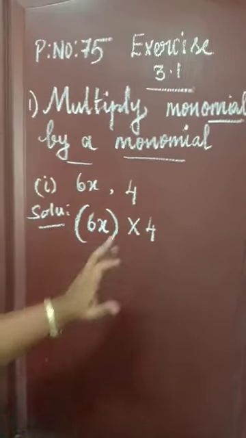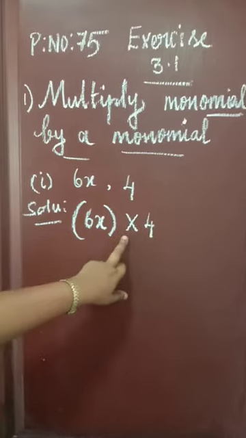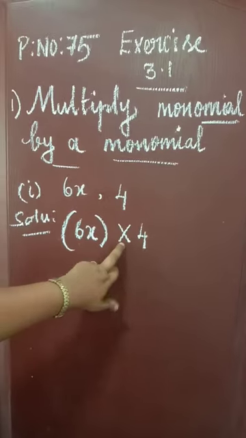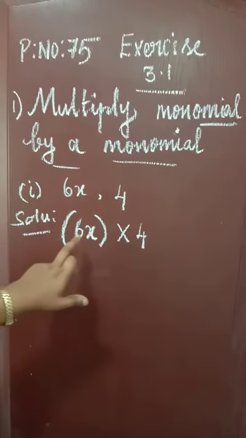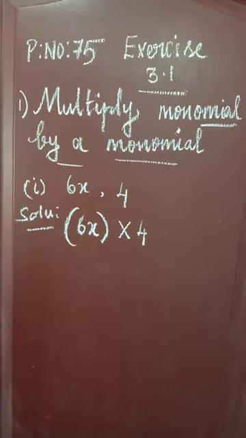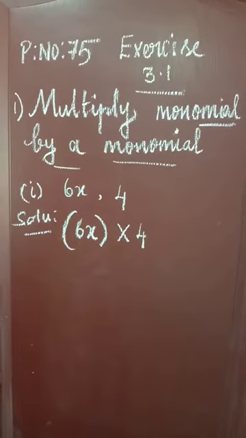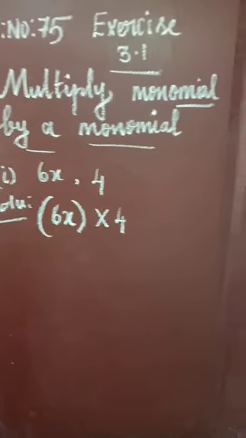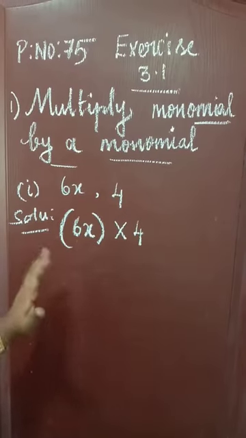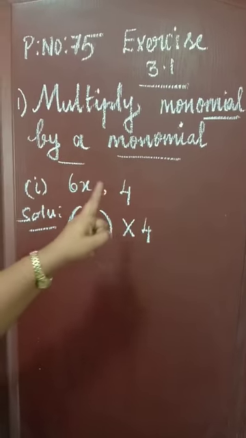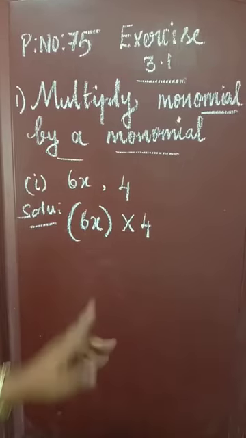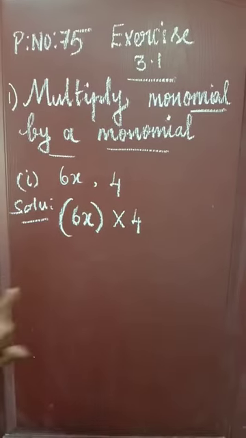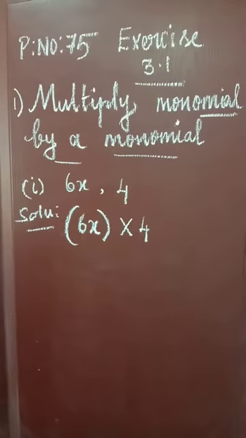What is the symbol for multiplication? Yes, into. Here in 6x, this x is called a variable. So, 6x into 4. What are the three steps before we multiply the two terms? First we multiply the signs, next we multiply the coefficients, which means the numbers, and next we multiply the alphabetical letters. So first sign, next number, next variable.